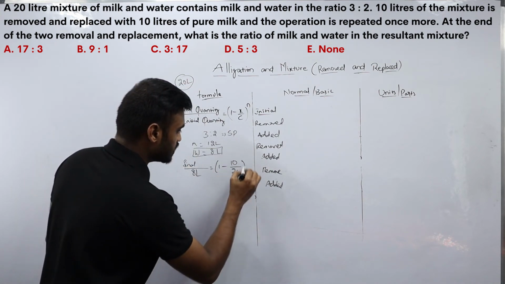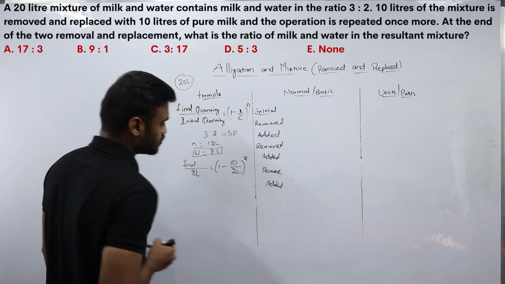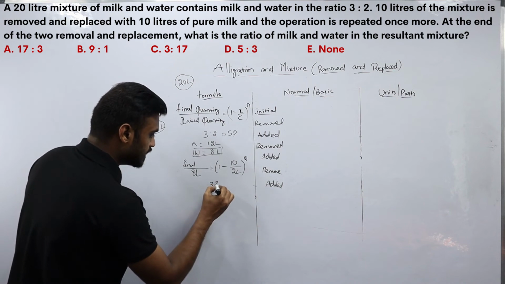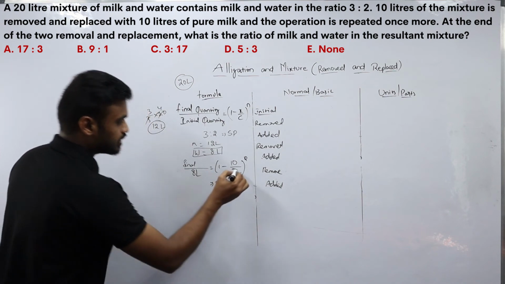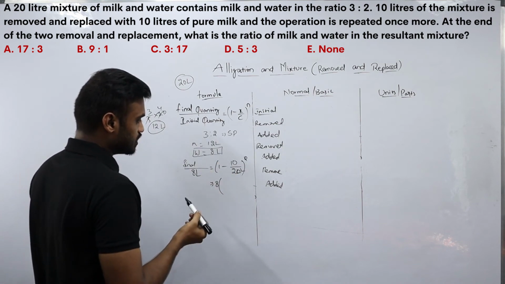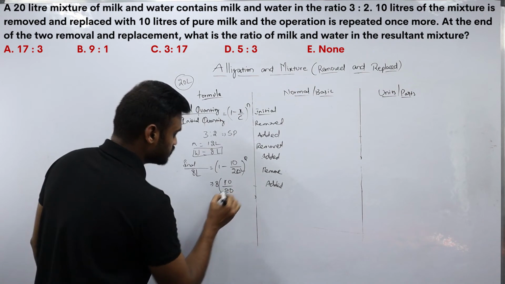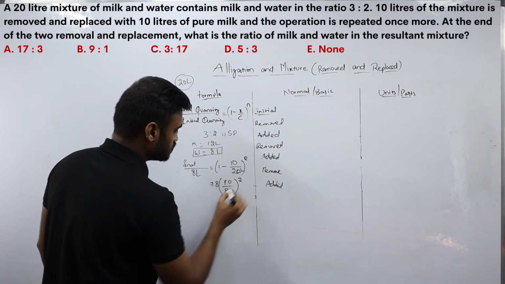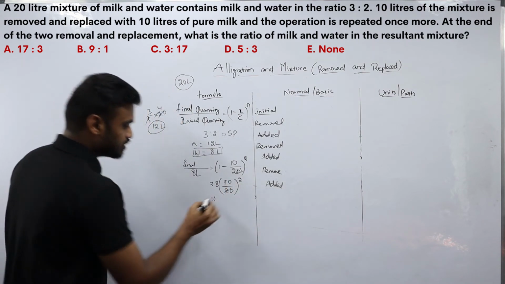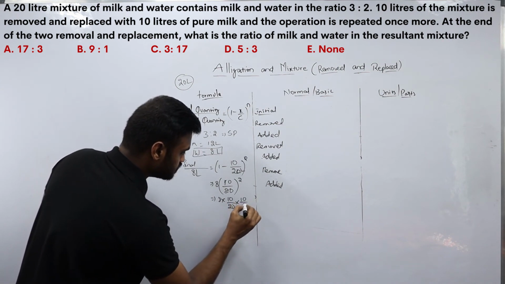Okay, 20 by how many times are we doing this? Only 2 times, right? So n equals 2. So we will get 8 into 20 liters. 20 liters, 20 minus 10, that is 10 by 20 by 2. So we will get 8 into 10 by 20 into 10 by 20.